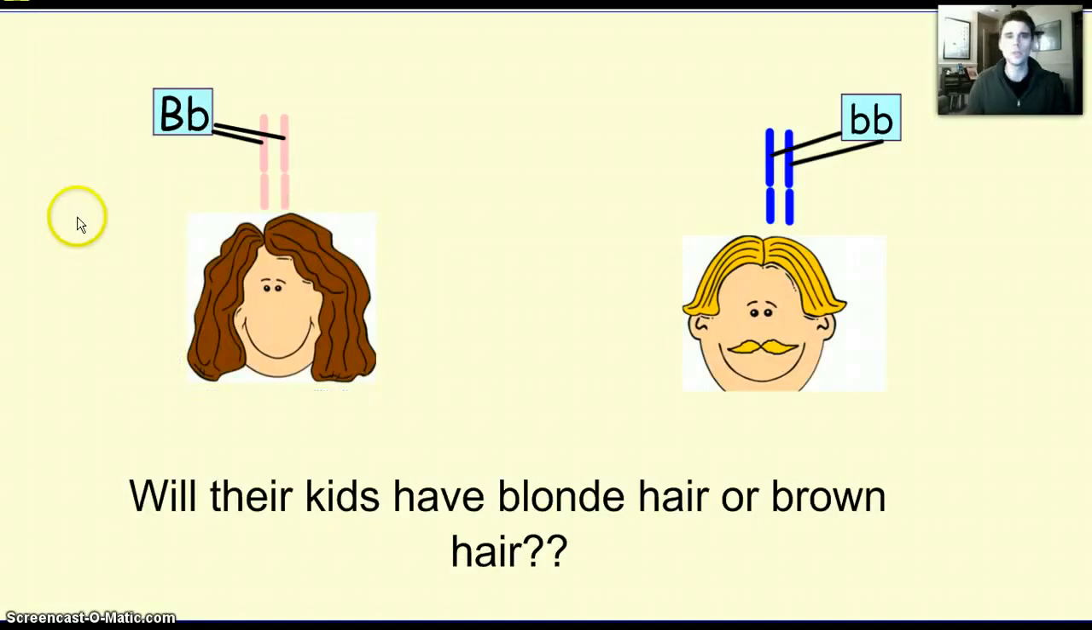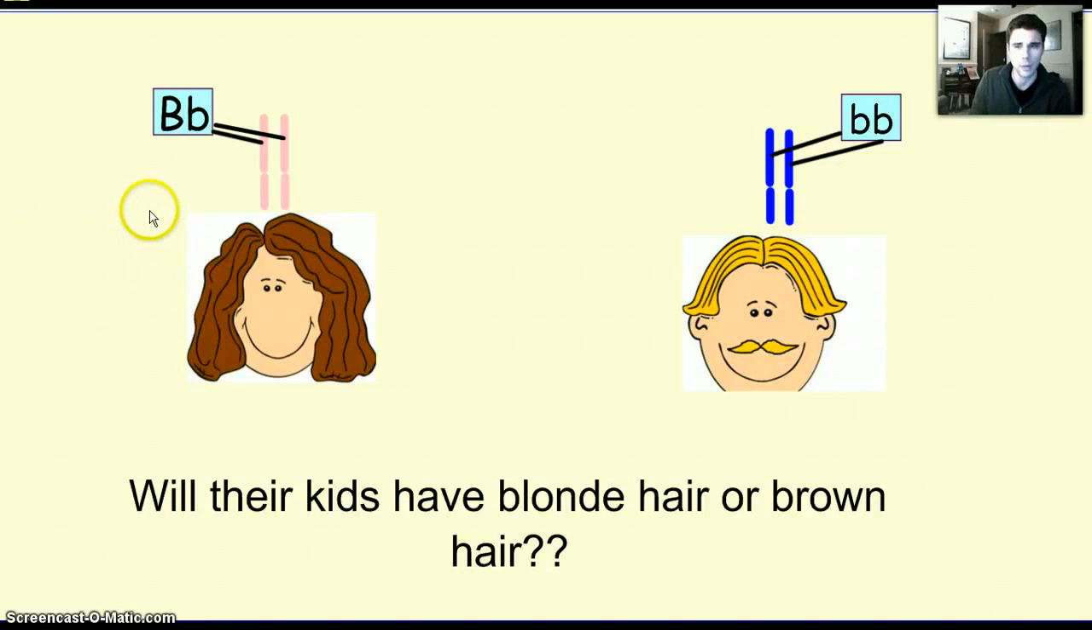So let's take a look at two individuals with very unique phenotypes. This woman has brown hair, and we're looking up here at her chromosomes, her genetic information. She has one capital dominant allele, big B, and she has a lowercase b, which is a recessive allele. This person's phenotype is brown hair. Why is her hair brown? Because she has a dominant allele. One dominant gene overpowers the recessive gene, so that's why her phenotype is expressed as the dominant phenotype.